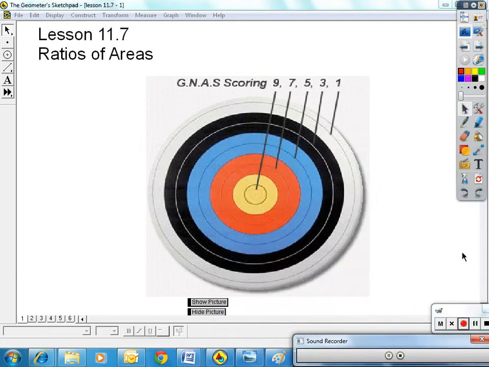Lesson 11.7, Ratios of Areas. On your screen you see a target. That is an archery target, if you're not familiar with that.